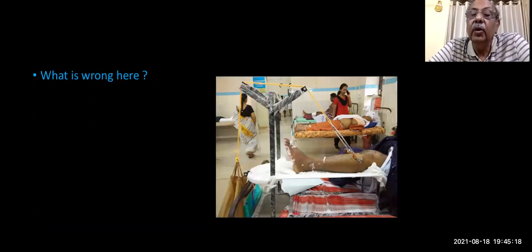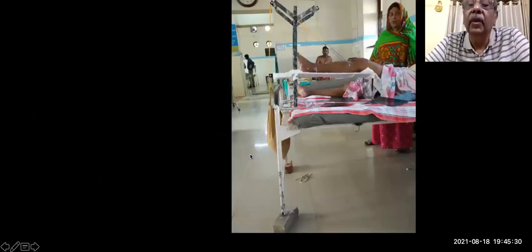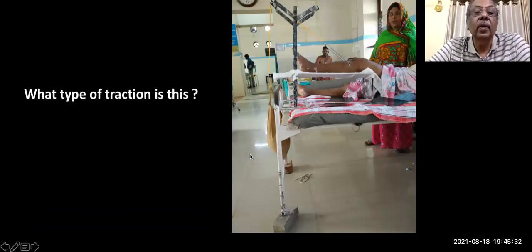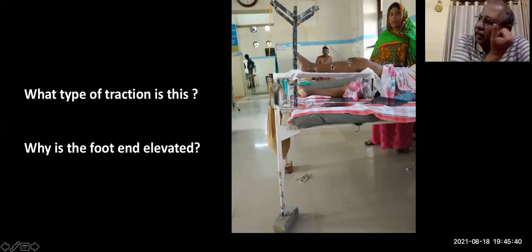Then they may show one of these like this and ask what is wrong with it. It is going through a different pulley. So what is happening is that this traction is only lifting the leg but not giving any femoral traction. So they may ask you what type of traction is it.